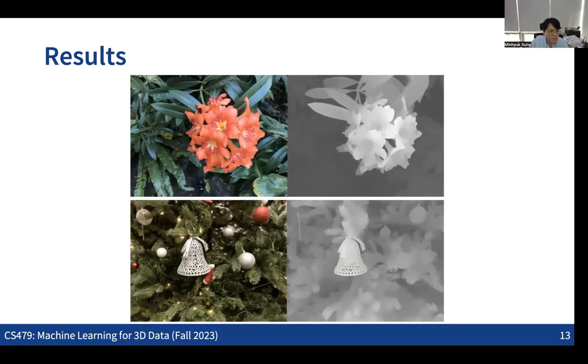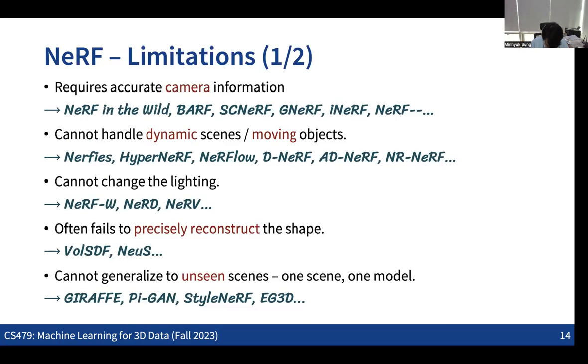And obviously NeRF has lots of limitations as well. For most cases, NeRF requires very accurate camera information. If the camera pose information is not accurate, then we cannot get good reconstruction quality. So there is also a list of work that tries to address this limitation of NeRF that requires accurate camera information.